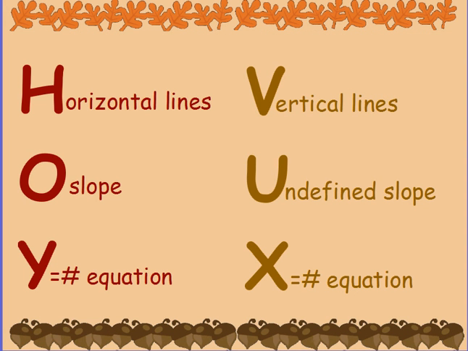Although we've only covered 2 types of special linear functions today in this lesson, these simple facts can become confusing. So these 2 acronyms are created just to help remind us. HOY and VUX. If you memorize them, they will remind you that horizontal lines are the ones with the 0 slope, and they're always y equals equations. For vertical lines, they will always have an undefined slope and therefore be an x equals equation.